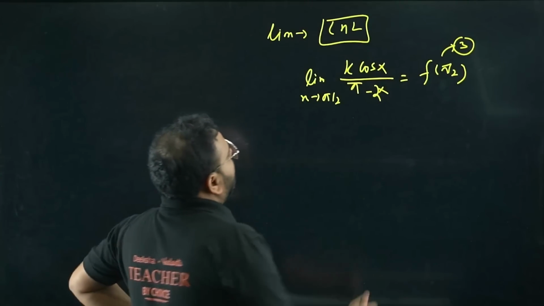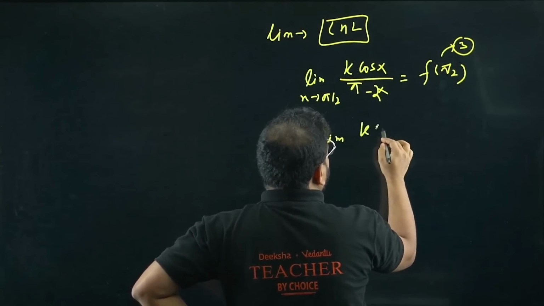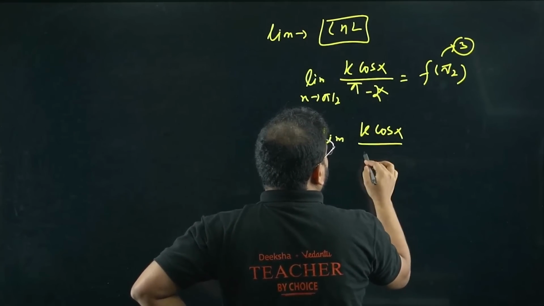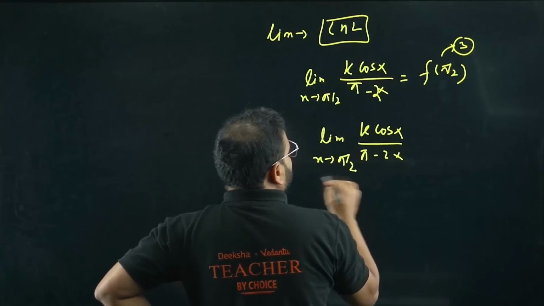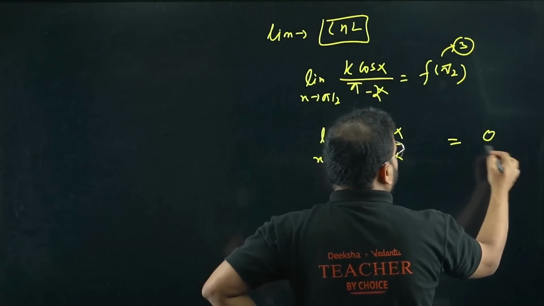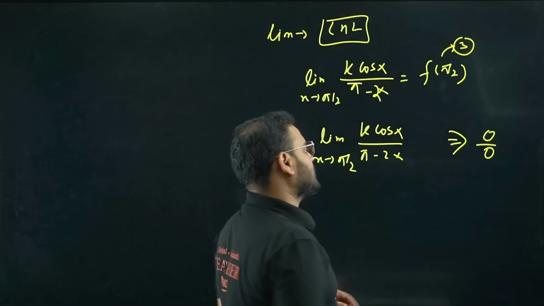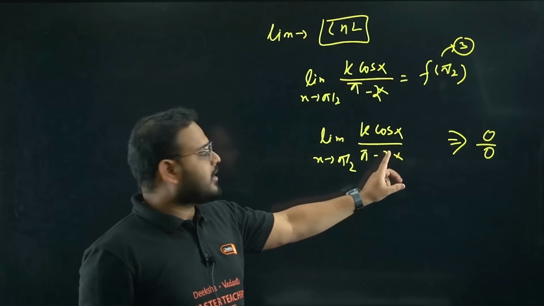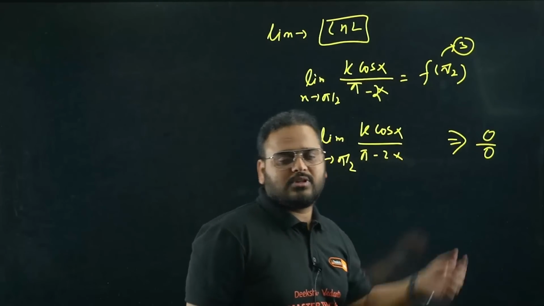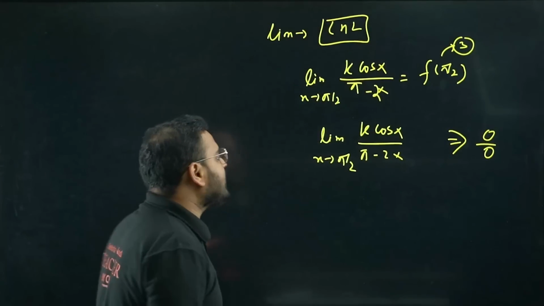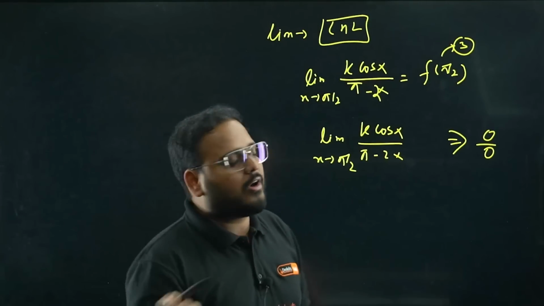Now let's check the limit value. Over here, the limit will be k cos x upon pi minus 2x. When we put x equals pi by 2, what will happen? It will become 0 upon 0. 2 into pi by 2 becomes pi, and pi minus pi is 0, and cos pi by 2 is 0. So this is an indeterminate form. How can you solve it? I told you to use L'Hopital's rule. I'm going to teach you today with the left hand limit also.